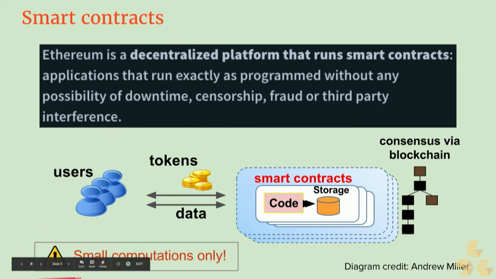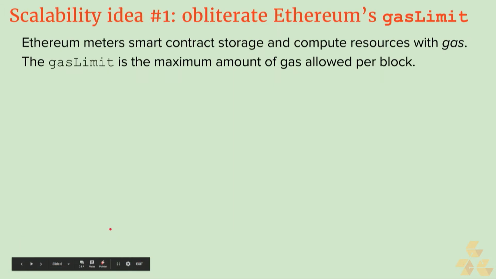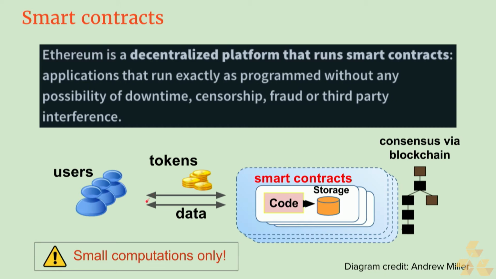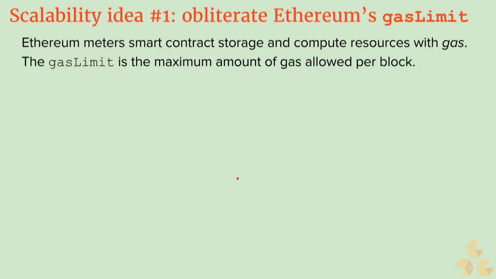But clearly, I want to emphasize that these pieces are only small computations. So you're limited in the amount of stuff that you can put into the smart contract by what we call Ethereum's gas limit. So let's get the elephant out of the room. Why don't we just obliterate Ethereum's gas limit, right? So what is the gas limit?